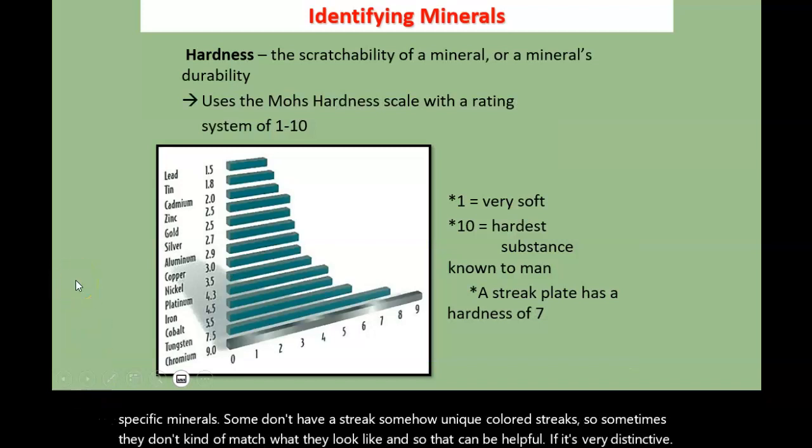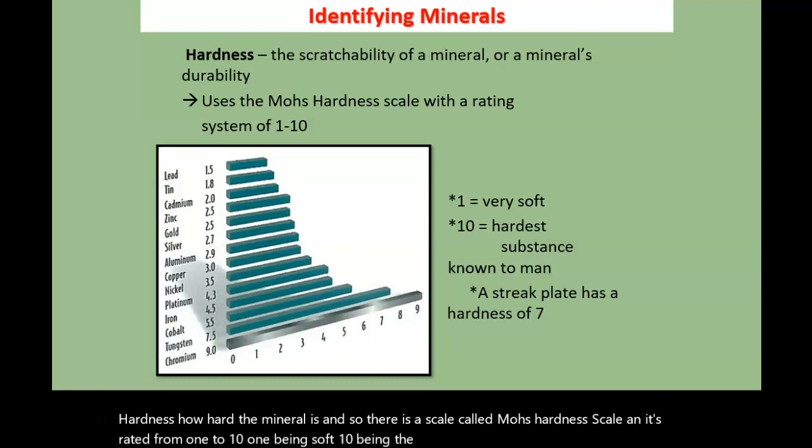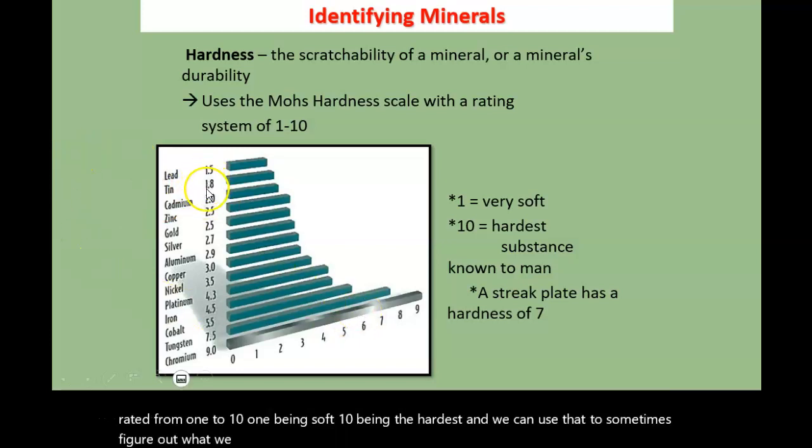Hardness, how hard the mineral is. And so there is a scale called Mohs hardness scale, and it's rated from 1 to 10, 1 being soft, 10 being the hardest. And we can use that to sometimes figure out what we have. And so these are the relative hardness of specific minerals that you might see.